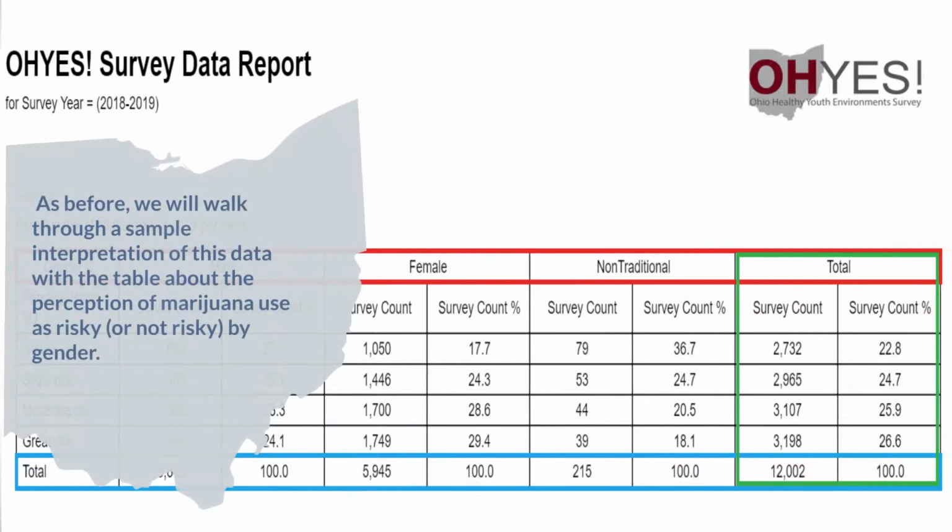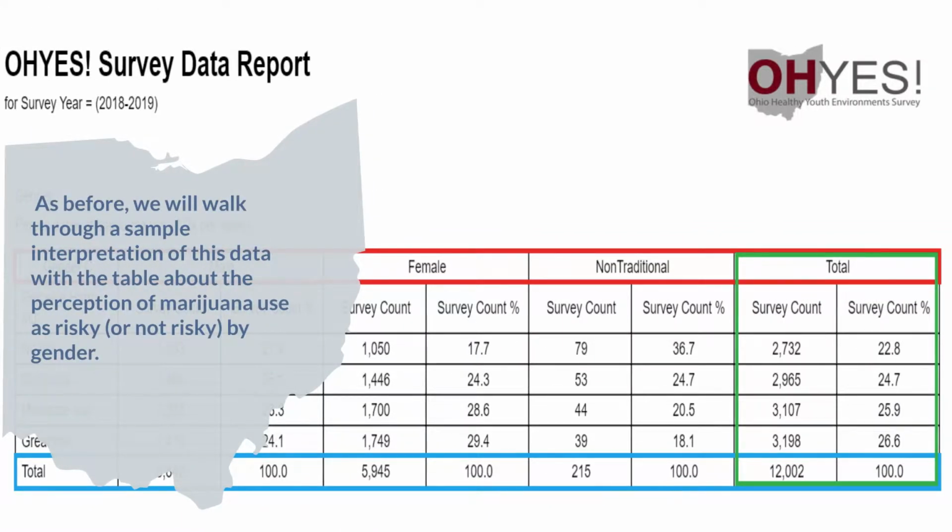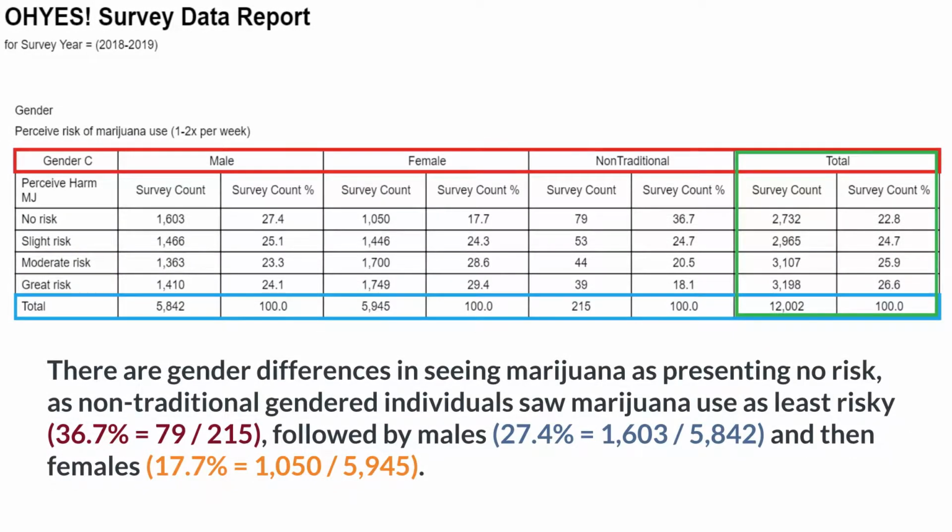As before, we will walk through a sample interpretation of this data with the table about perception of marijuana use as risky or not risky by gender. There are gender differences in seeing marijuana as presenting no risk, as non-traditional gendered individuals saw marijuana use as least risky. 36.7% equals 79 divided by 215, followed by males, 27.4% equals 1,603 divided by 5,842, and then females, 17.7% equals 1,050 divided by 5,945.